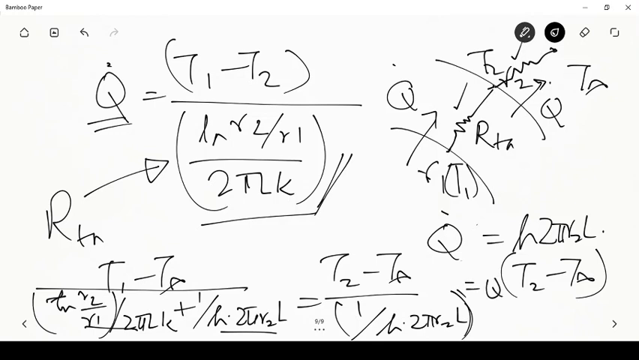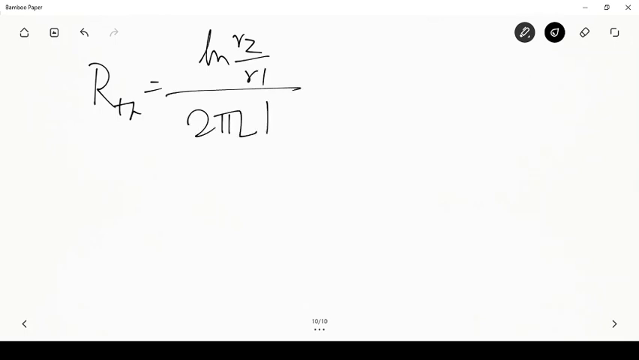Now, there is an interesting feature about this thermal resistance, which is something we need to appreciate and understand. So this thermal resistance now is actually equal to log(R2 by R1) divided by 2 pi Lk plus 1 over h into 2 pi R2 into L.